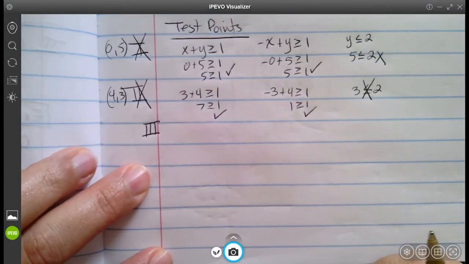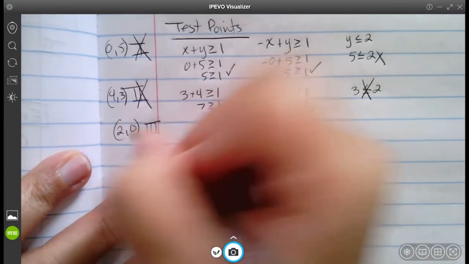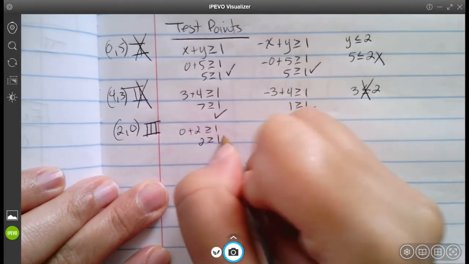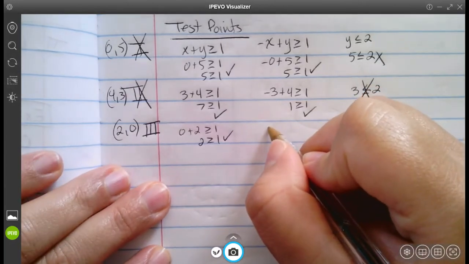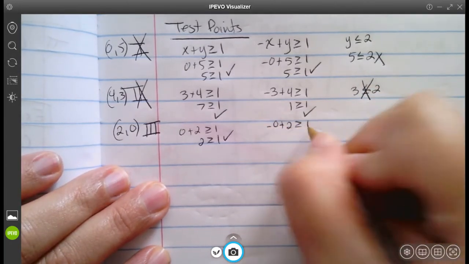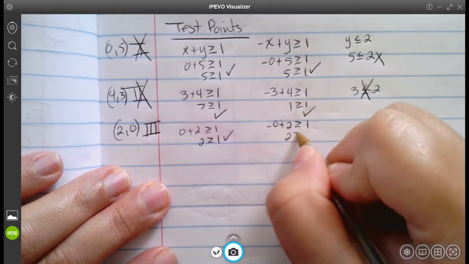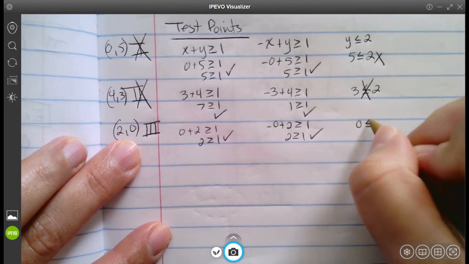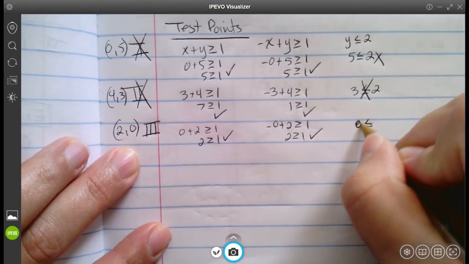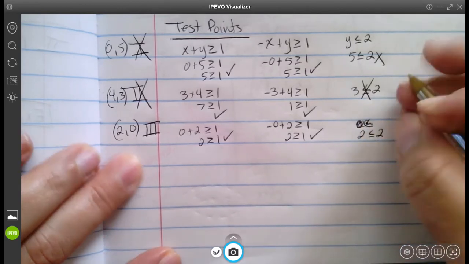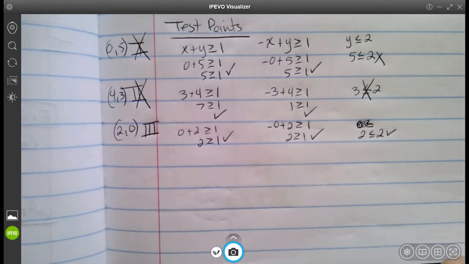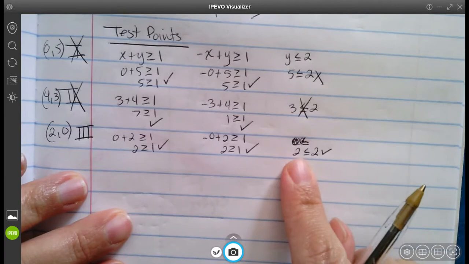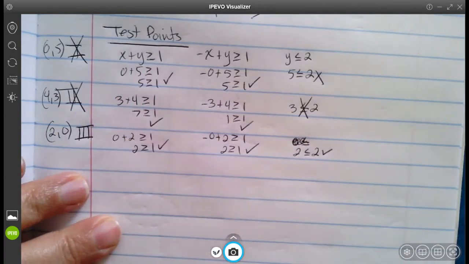In our section 3, we chose the ordered pair 2, 0. So that's going to be 0 plus 2 is greater than or equal to 1, which is true. Then we have negative 0 plus 2 is greater than or equal to 1, which is also true. And then we have 2 is less than or equal to 2, which is also true. All right, so that would mean that this is the answer, right? Let me go back and check one more time to make sure, because if you have this many regions, you do want to double check.